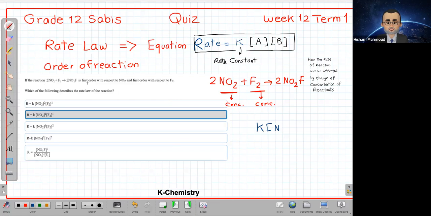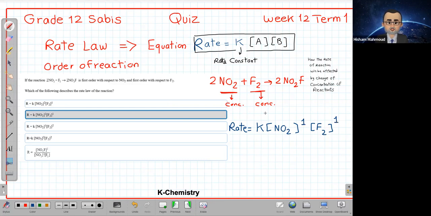Again, the reaction is first order with respect to NO2, and first order with respect to F2. So I will write here F2 to the power of 1 and NO2 to the power of 1. This is my rate law equation in my example here.